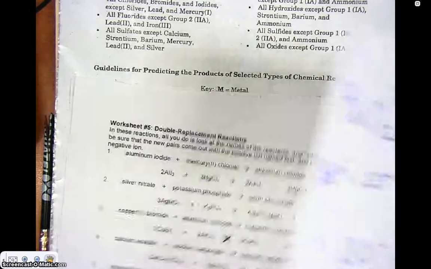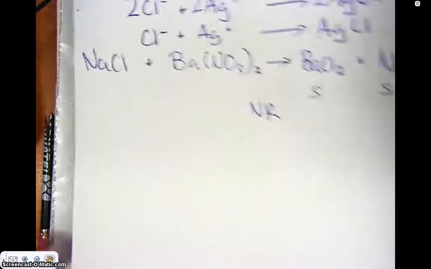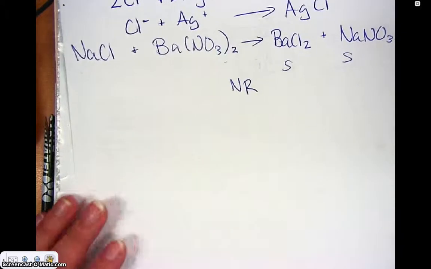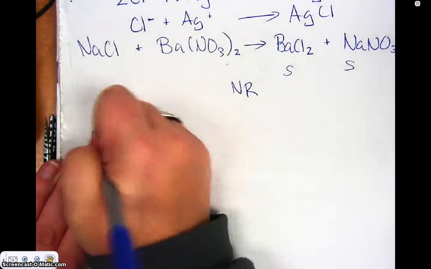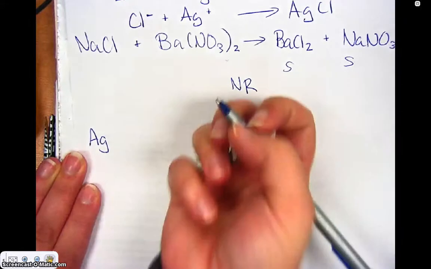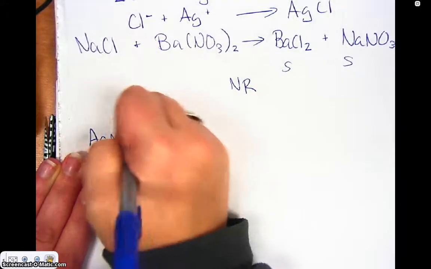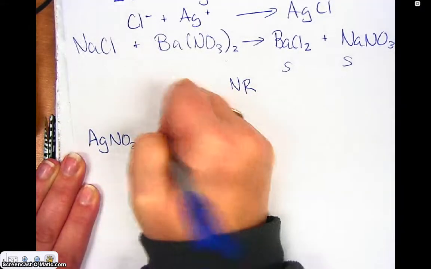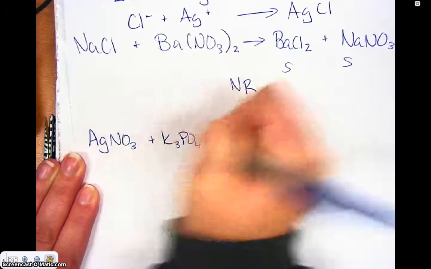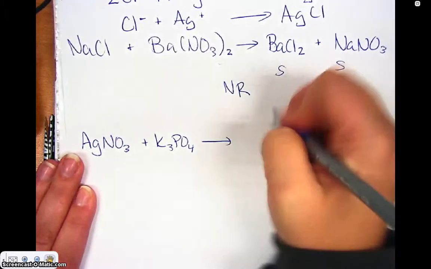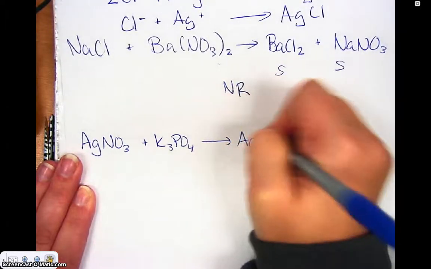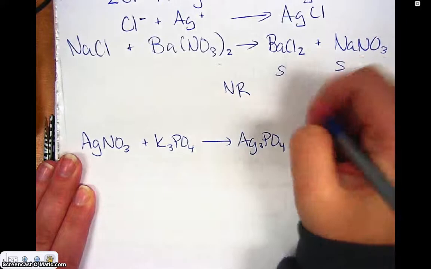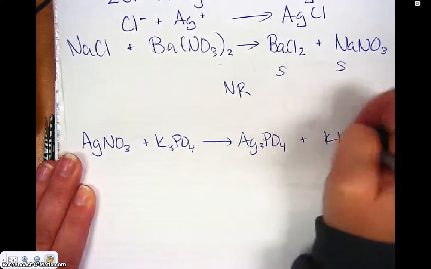So in this case we would say that there is no reaction. Okay, let's do one more where we actually have a reaction. Let me look one up here. Let's do silver nitrate and potassium phosphate. So this is one that we did in the last video where we predicted the products. So AgNO3 plus K3PO4, and that forms silver phosphate and potassium nitrate.